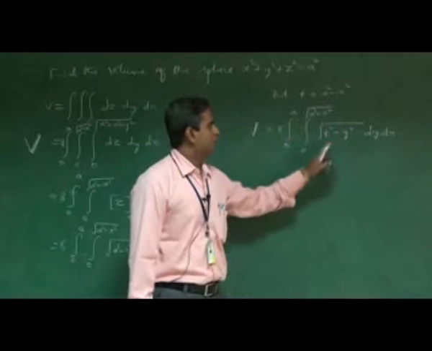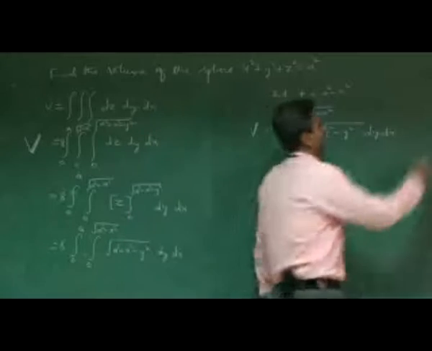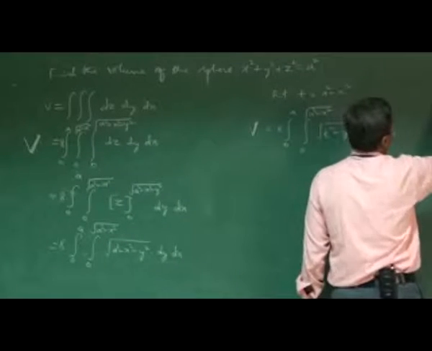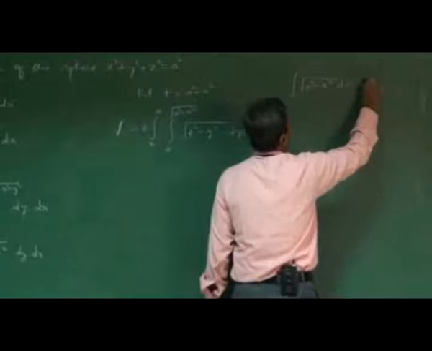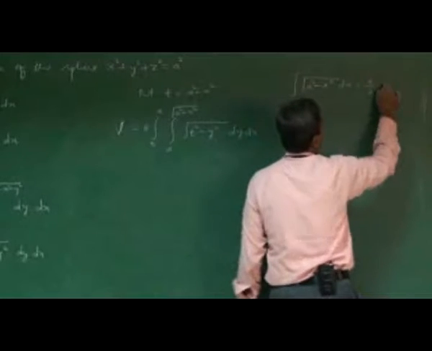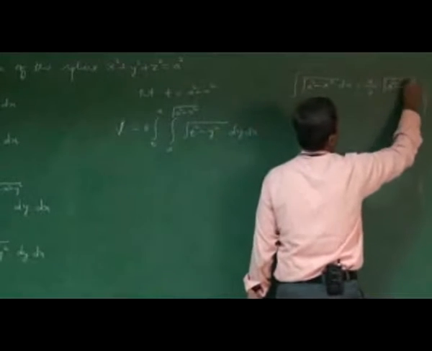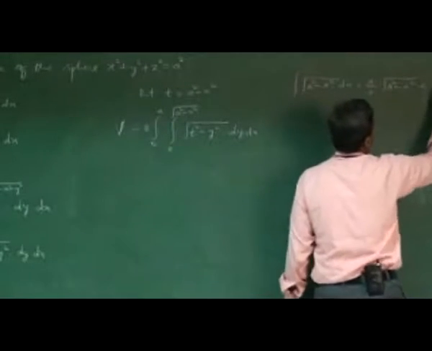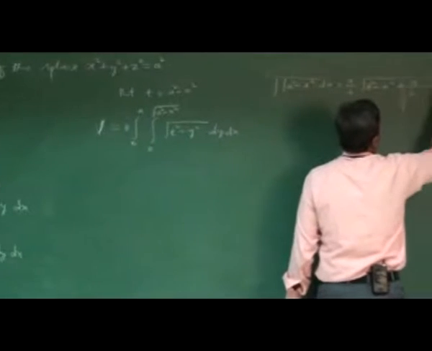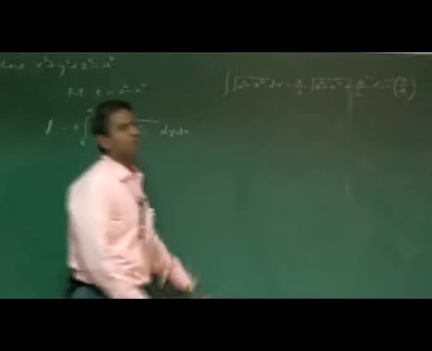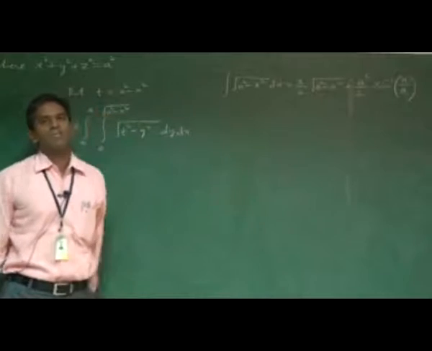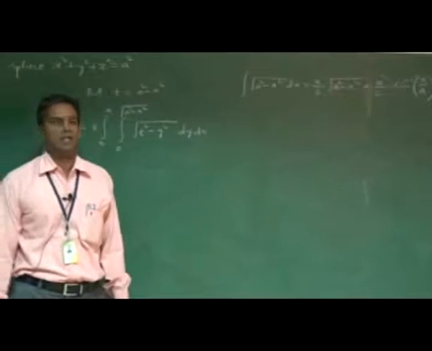And we use the formula for the given case, that is, the integral of the square root of a squared minus x squared dx. We have the formula x by 2 into the square root of a squared minus x squared plus a squared divided by 2 into sine inverse of x by a. This is the formula for the integral of the square root of a squared minus x squared dx.